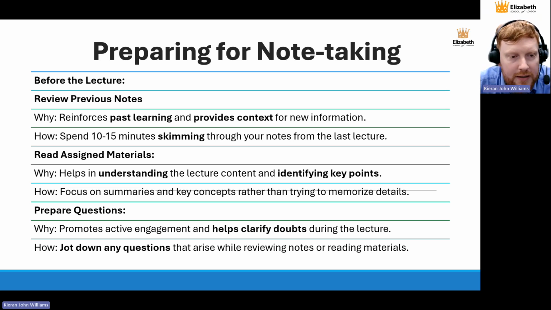The other thing to do is to make sure that you have read the assigned material. The lecture is going to be based on what you have read. So really do make sure that you understand the key points even before you've got into the classroom. And if there was something that you didn't understand well last time, make sure you prepare some questions that can be answered by your lecturer, just to ensure that you have a better understanding of what has gone on in the class. So make sure you jot down any questions when you have been reviewing your notes.